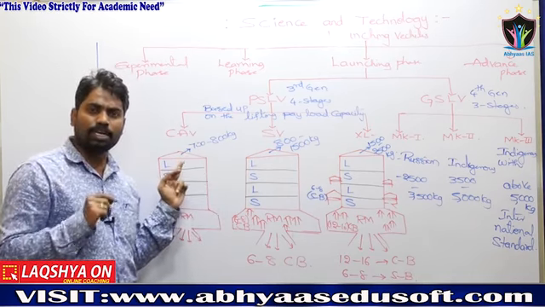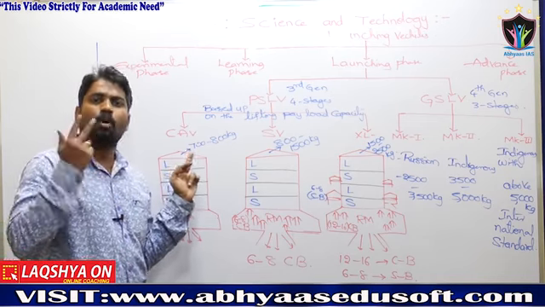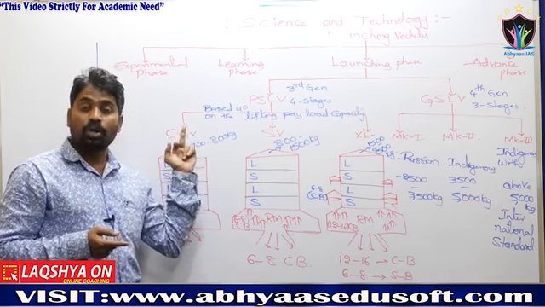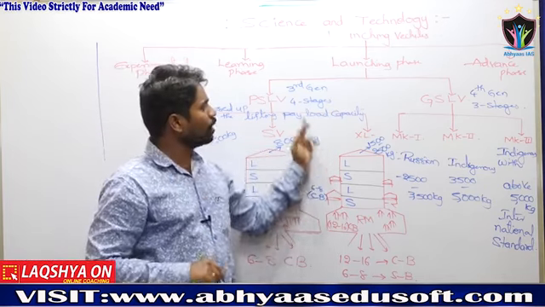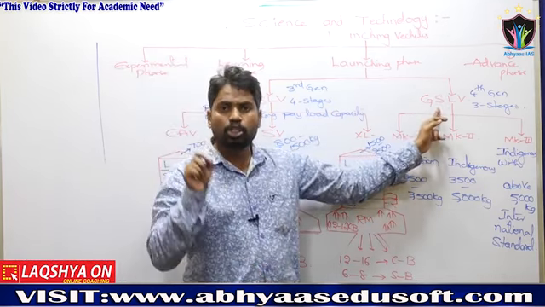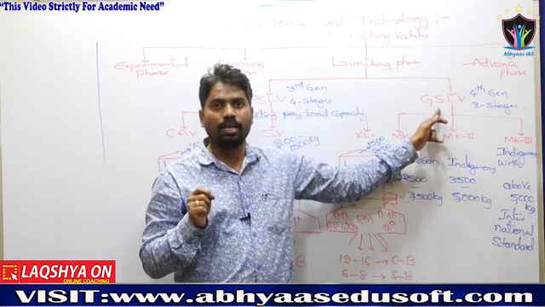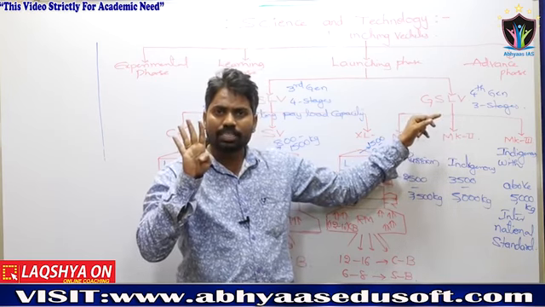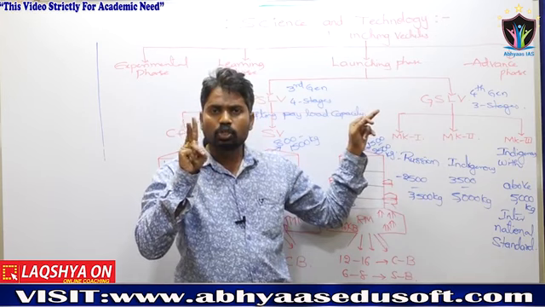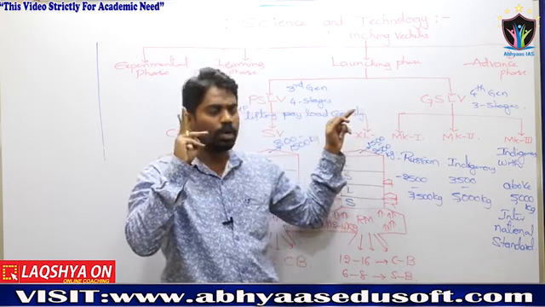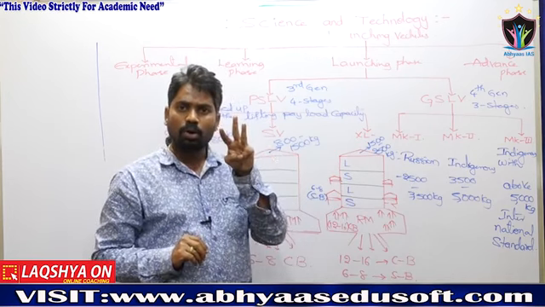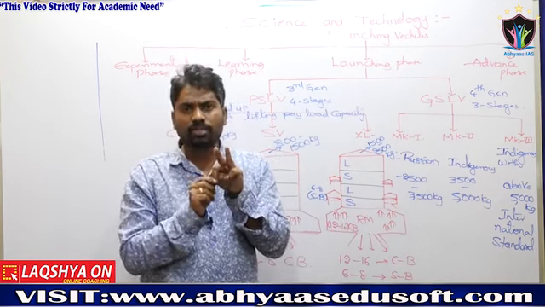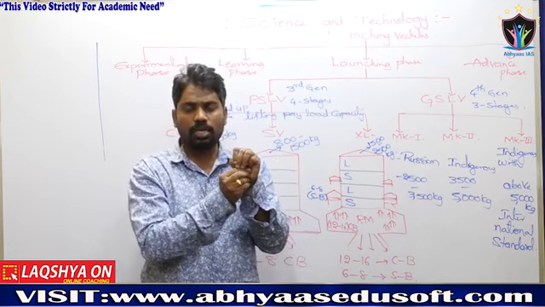PSLV is classified into 3 types, 3 variants, 3 models: core alone variant, standard variant, extra large variant. Similarly, the GSLV, Geosynchronous Satellite Launching Vehicle, is the 4th generation, 3 stages: solid, liquid, cryo fuel. The GSLV is classified into 3 types: Mark 1, Mark 2, Mark 3.